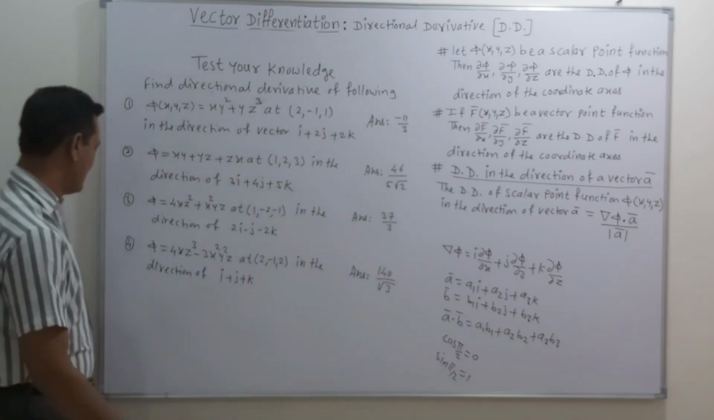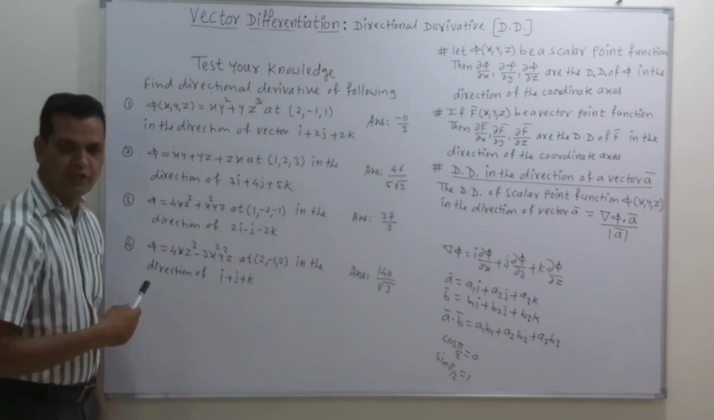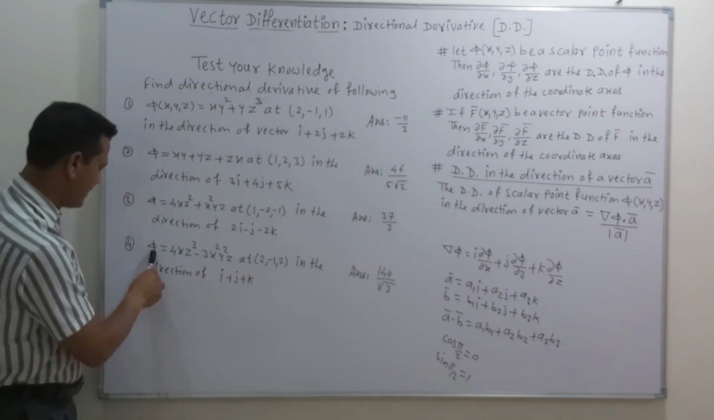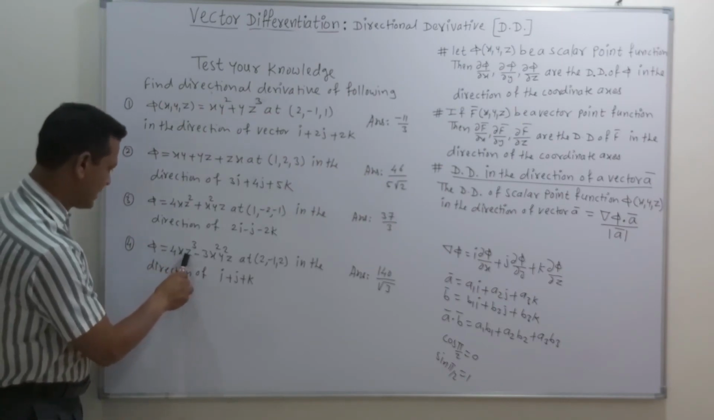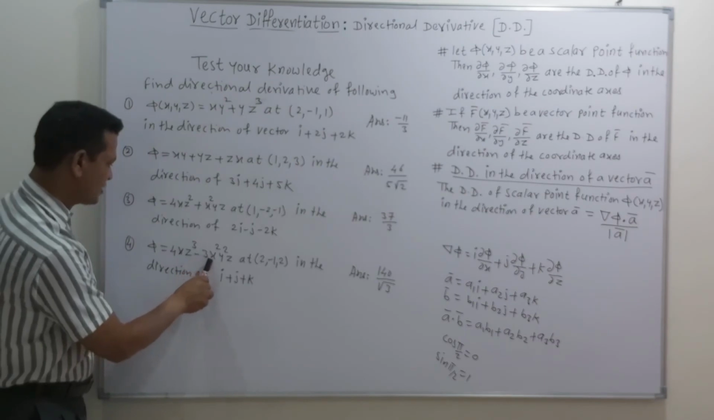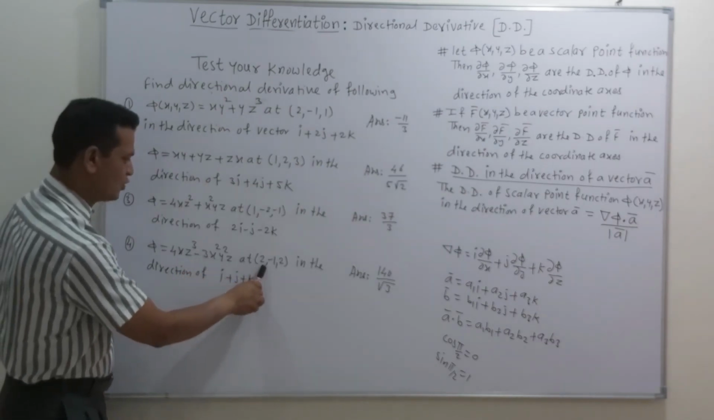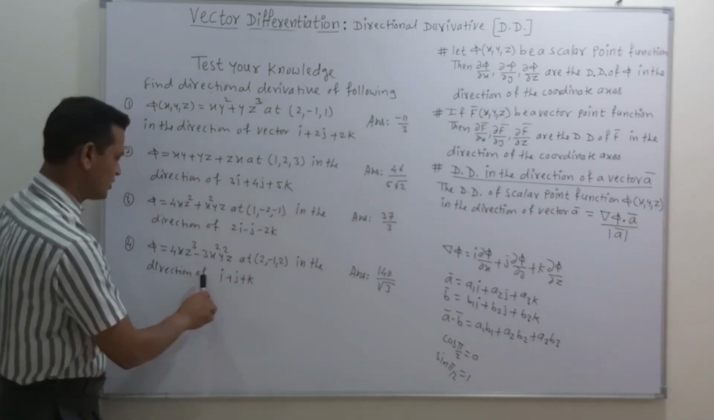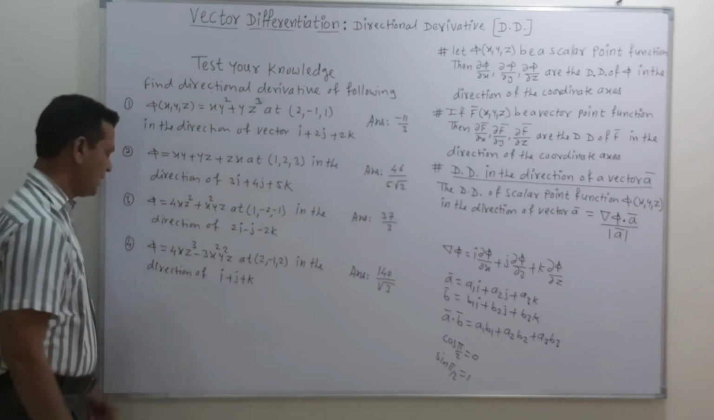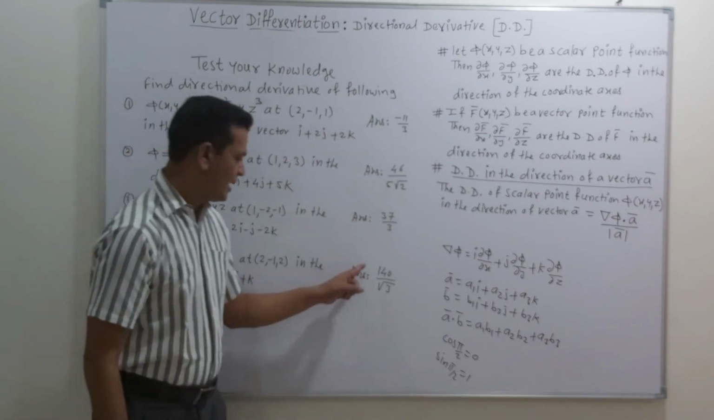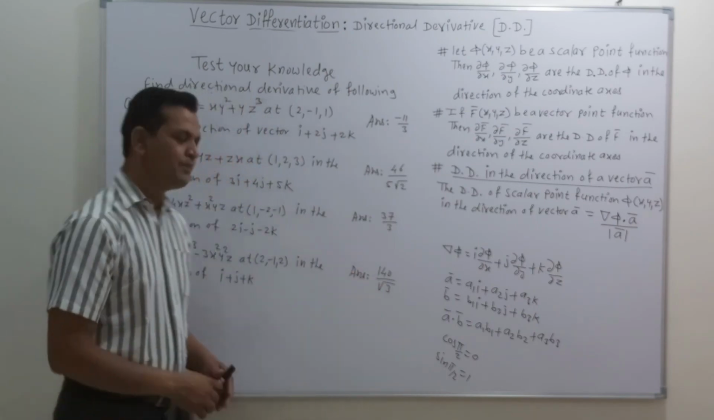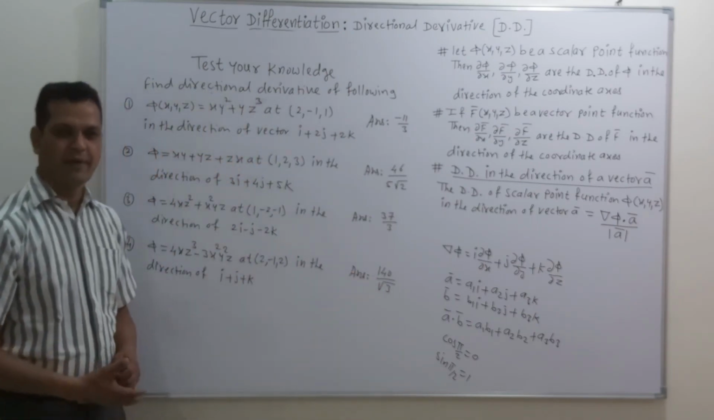You will reach the answer 37 upon 3. The last example is to find the directional derivative of scalar point function phi, defined as 4x z cube minus 3x square y square z at the point (2, minus 1, 2) in the direction of i plus j plus k. The answer to this question is 140 divided by root of 3. So solve these 4 examples for practice.